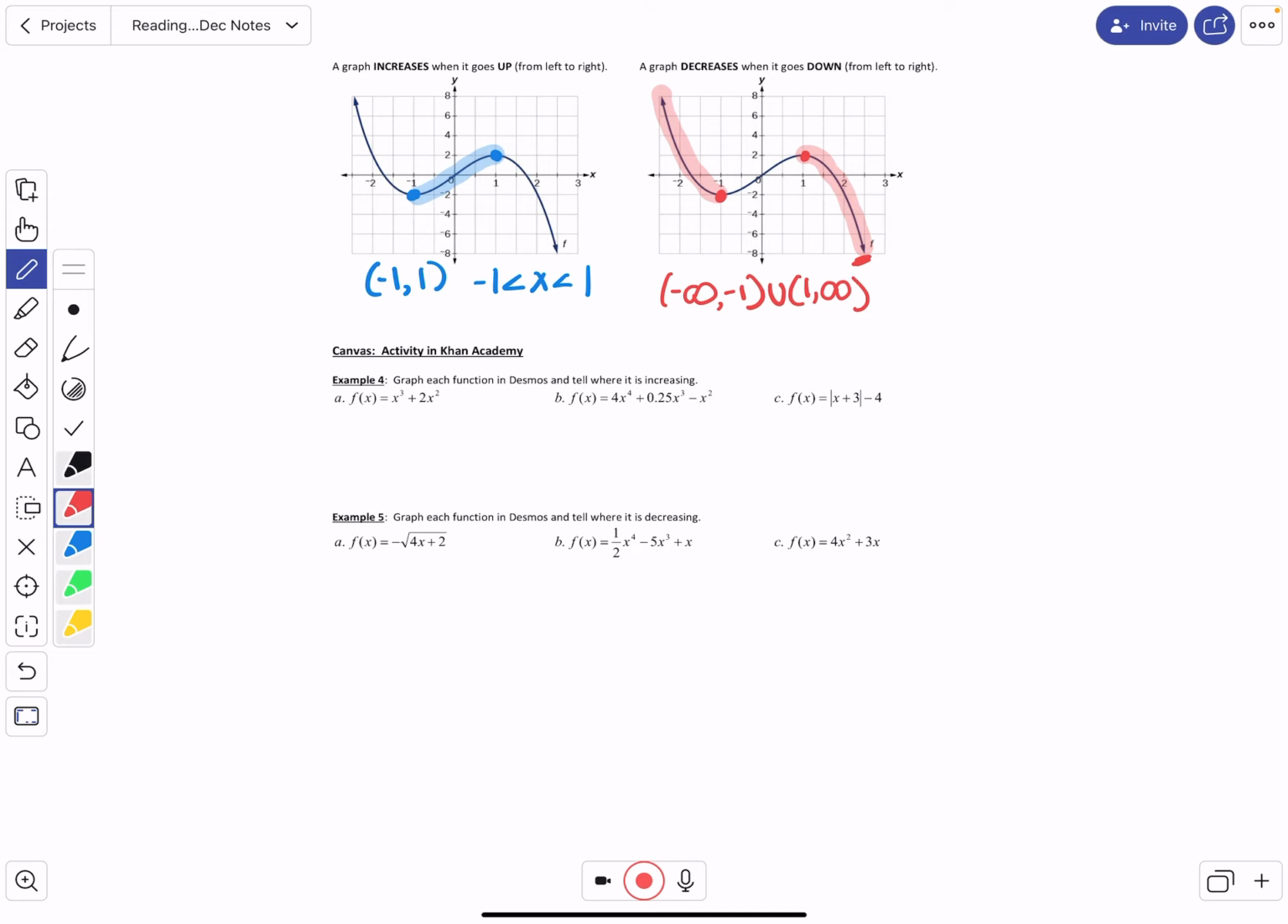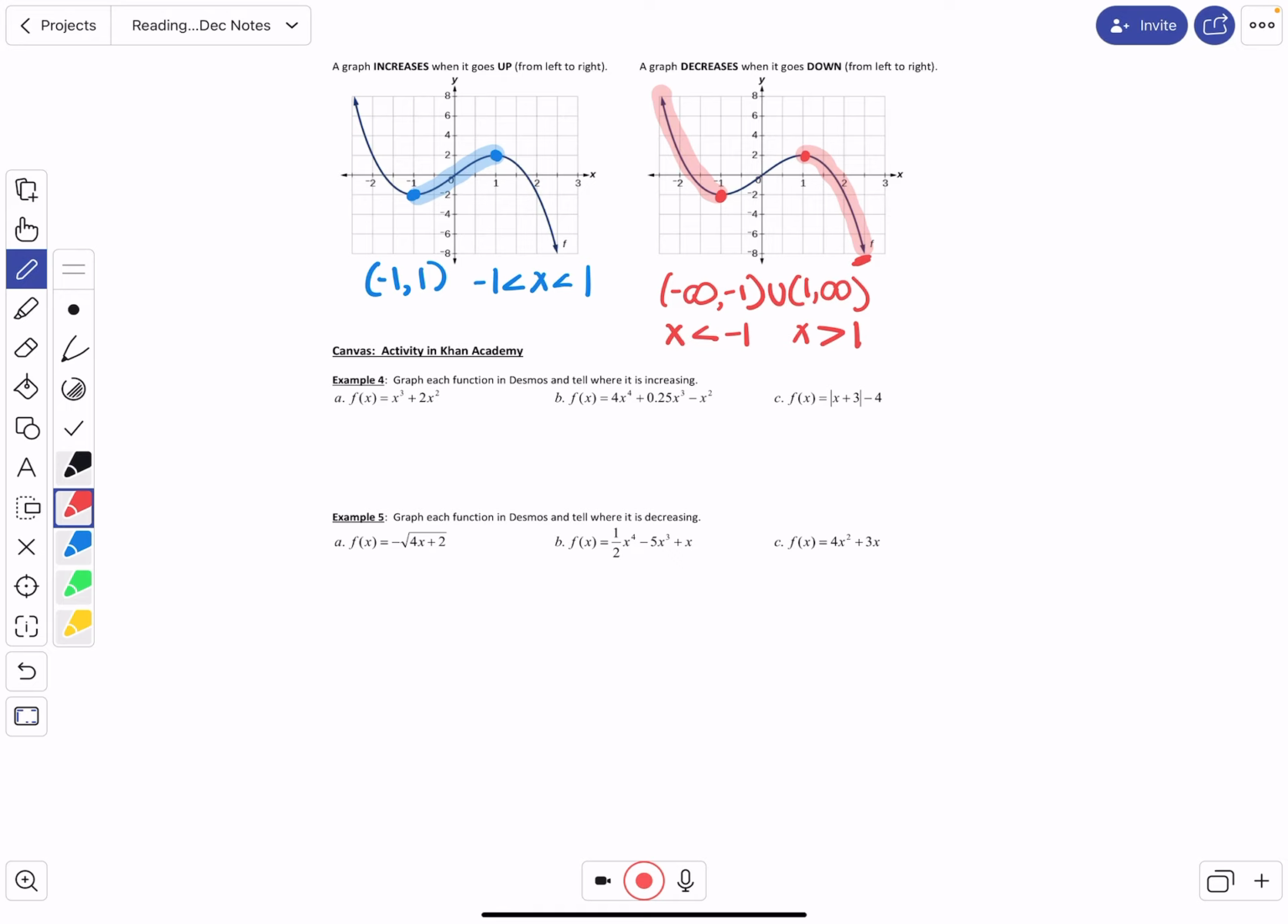And then if we do this as an inequality, we would say x is less than -1. And then x is greater than +1. So that's how we'd represent that as inequalities as well.